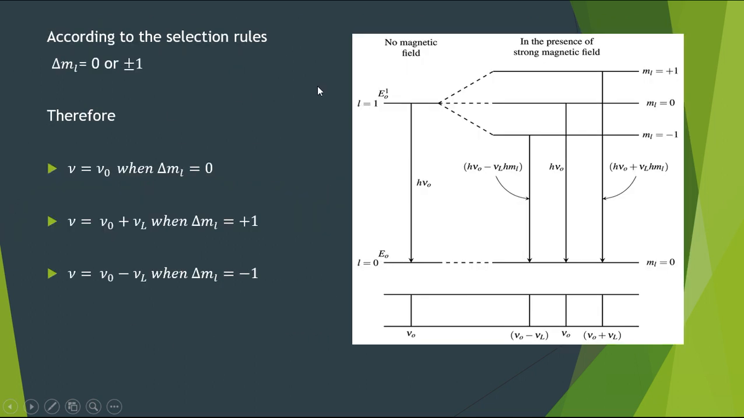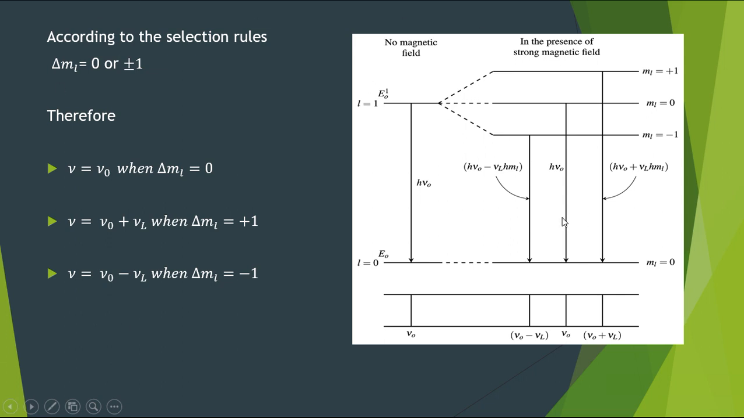The transitions between the sub-energy levels are governed by certain selection rules. The selection rules applicable to ml are delta ml is equal to 0 or plus or minus 1. When delta ml is equal to 0, the spectral line will have the frequency nu is equal to nu naught. When delta ml is equal to plus 1, nu will be equal to nu naught plus nu L, and when delta ml is equal to minus 1, nu will be equal to nu naught minus nu L.